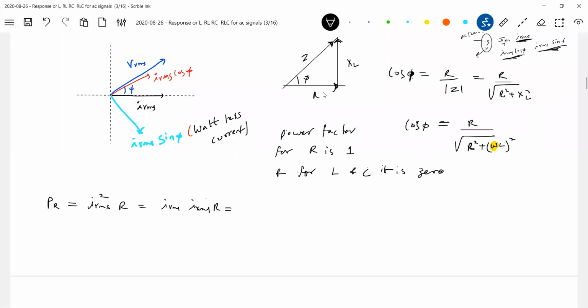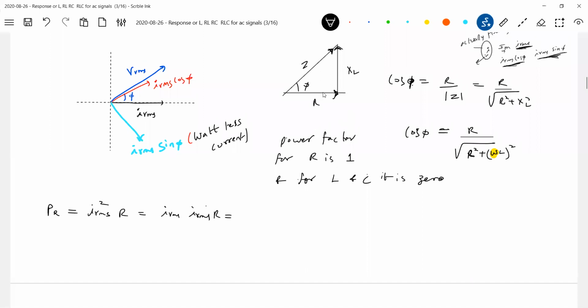In books, there is not much discussion on the power thing. Let me put it in one simplified way here. What is Irms into R? Should be the drop across the resistor, no? Got this? This is about VR. And what is VR?